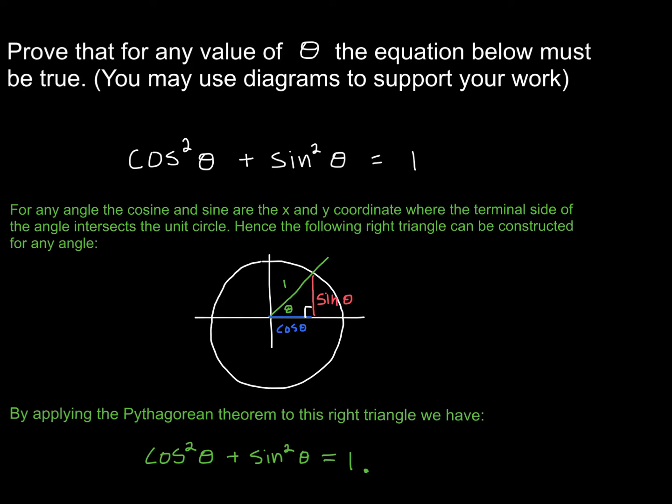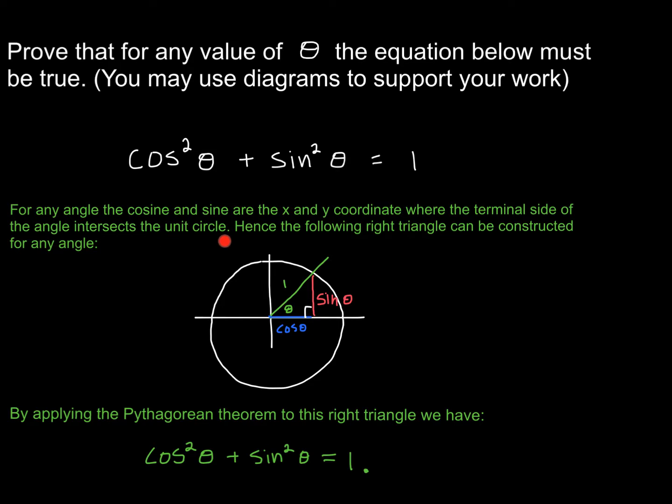That'll allow you to see why the slope is 0. Here we have the Pythagorean identity, and that is that the cosine squared of theta plus the sine squared of theta is equal to 1 for any value of theta. To prove this, we're going to realize that for any angle, cosine and sine are the x and y coordinate where the terminal side of the angle intersects the unit circle.